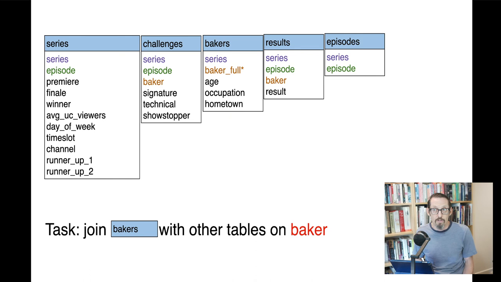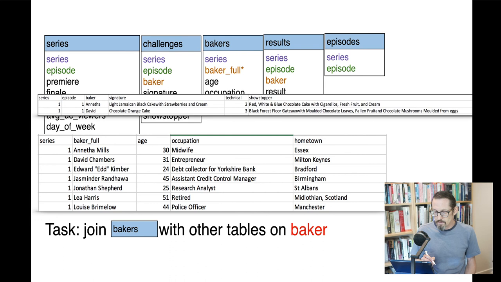So this is what it looks like. Right? Here's the challenges data. We have the baker by first name and their challenges information. Here's that demographics table. We have the baker by full name and all that stuff. And we want to combine these two bits of data with this bit of data. How do we do that?